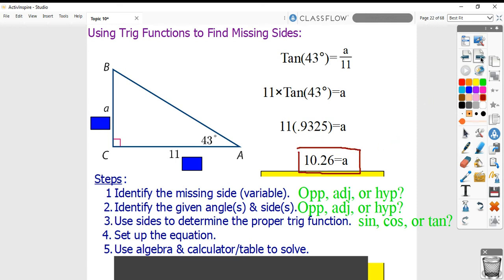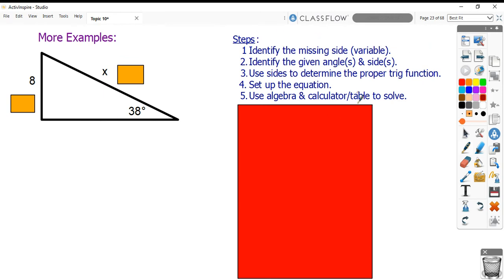All right, we're going to do a couple more examples, and then there are some Canvas problems related to this also. All right, so here's our next example. We've got our steps ready to go. We're going to start by identifying the missing side. The missing part with the variable, you can see it right here, is the hypotenuse. The given side that it gave to us is this one up here. The given side is the opposite side. And we know it's the opposite because this 8 over here is in no way connected to the angle that we're dealing with.